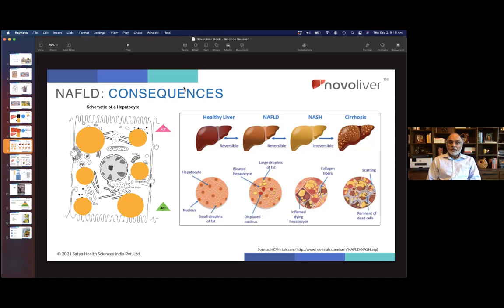So white blood cells, defender white blood cells, are sent by the immune system through the blood to attack this fat. But the problem is the fat is inside the liver cell. So the battleground is the liver cell. So the consequence is what?